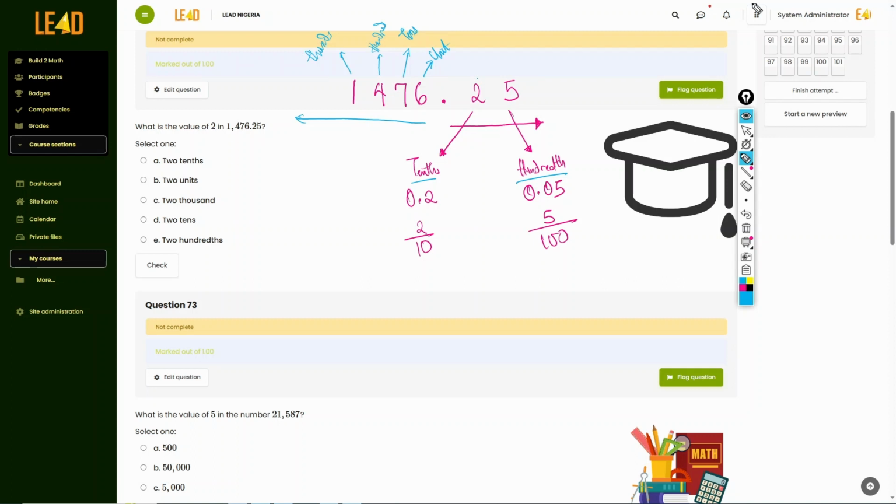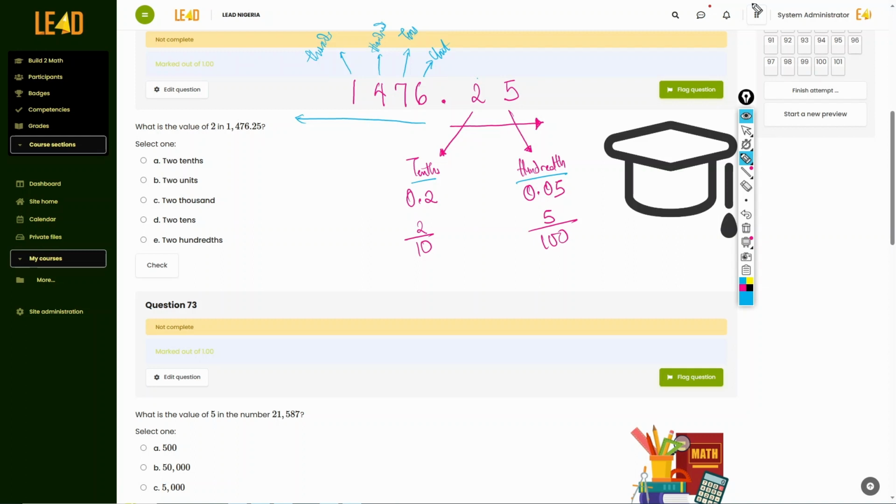You have to go learn it all the way to trillions, and that's to the left. You go units, tens, hundreds, thousands, tens of thousands, hundreds of thousands, millions, tens of millions, hundreds of millions, billions, tens of billions, hundreds of billions, trillions, tens of trillions, hundreds of trillions, and so on.